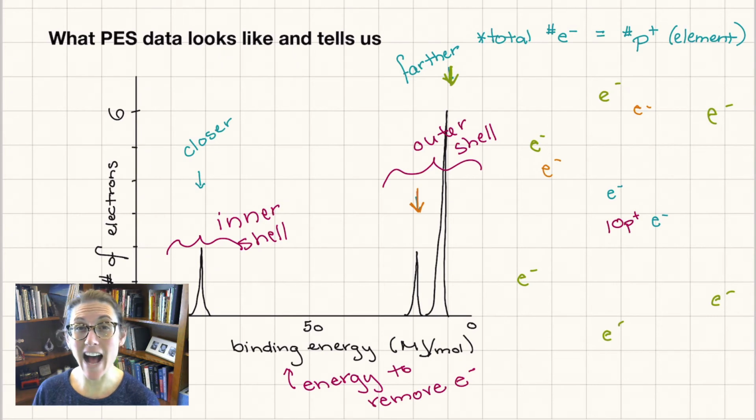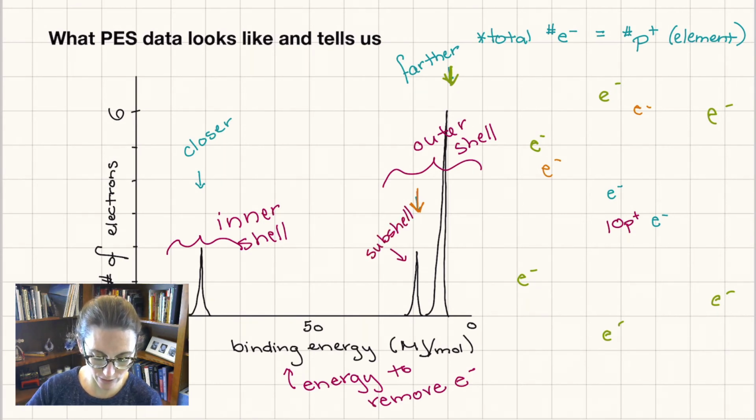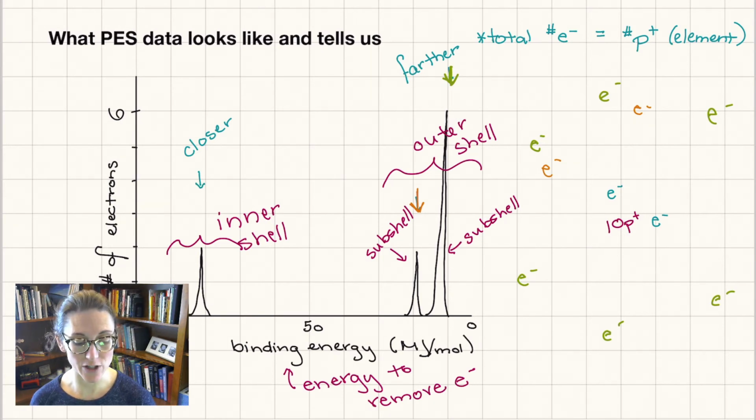And within that outer shell, I have 2 different subshells, 2 different groups of electrons. So I have one subshell that is on average a little bit closer to the nucleus, it's more attracted to the nucleus, and I have a second subshell. So really, there's a lot of information that I have just from this one graph. So let's take a look at a second one.